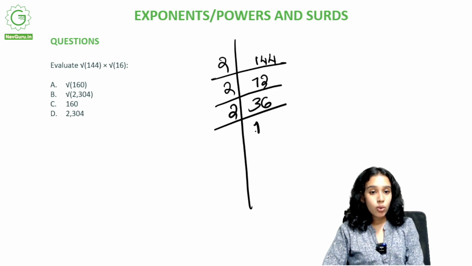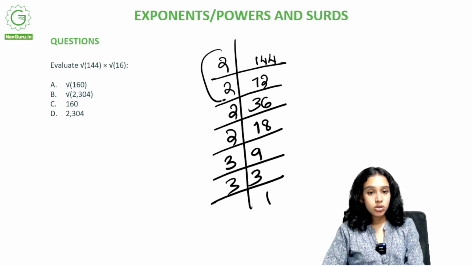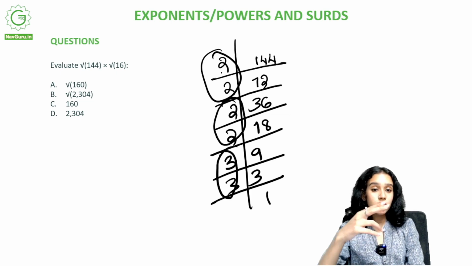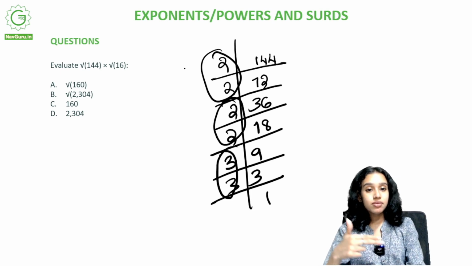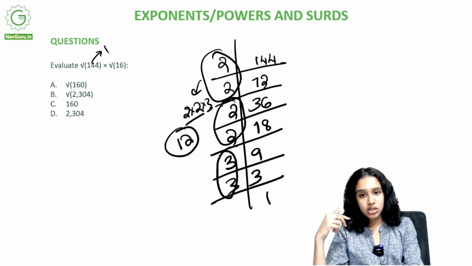2 times 1 2s are 2, 1 6, 8 2s are 16. So 2, 9 2s are 18, 3, 3, 3 and 1. So 2, 2 and 3, right? We're finding the square root, so we are taking pairs of it. Now 2 into 2 into 3, it's 2 2s are 4, 4 into 3 is 12. So root of 144 is 12.